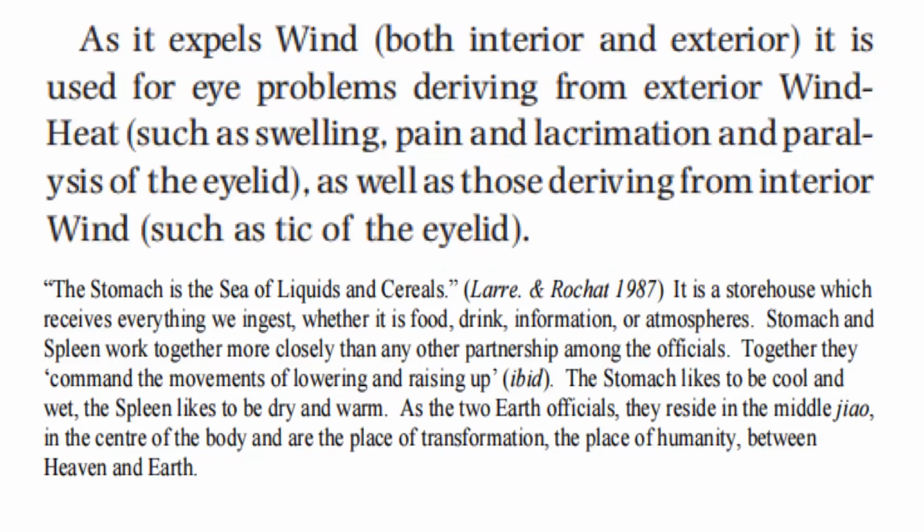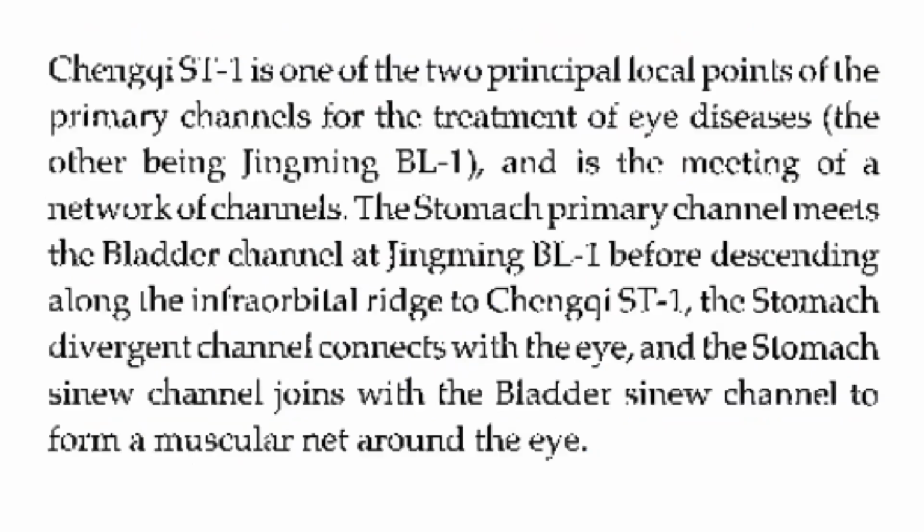The stomach is the sea of liquids and cereals. It is a storehouse which receives everything we ingest, whether it is food, drink, information, or atmospheres. Stomach and spleen work together more closely than any other partnership among the officials. Together, they command the movements of lowering and raising up. The stomach likes to be cool and wet. The spleen likes to be dry and warm. As the 2 earth officials, they reside in the middle jiao, in the center of the body, and are the place of transformation, the place of humanity between heaven and earth.